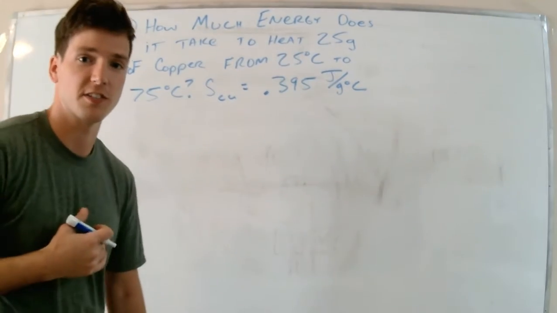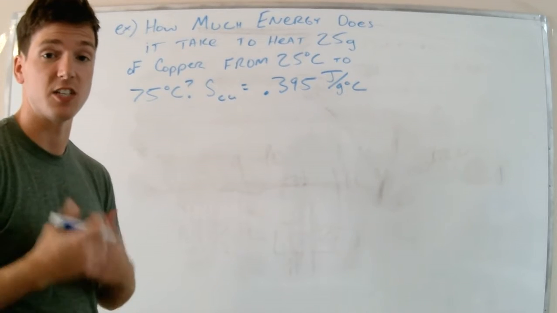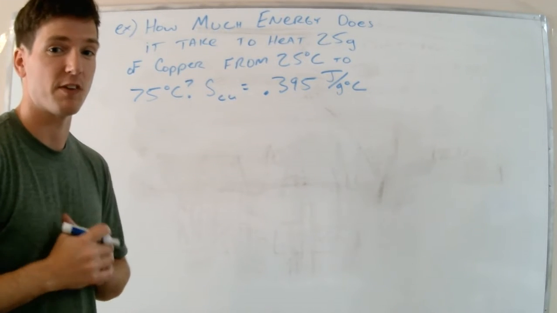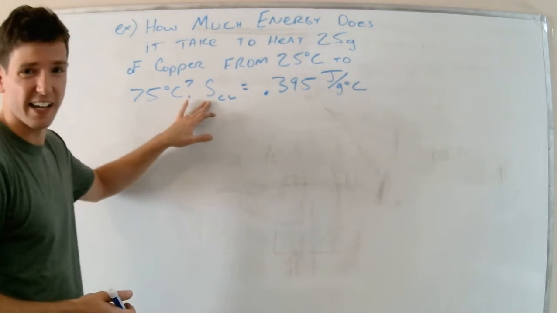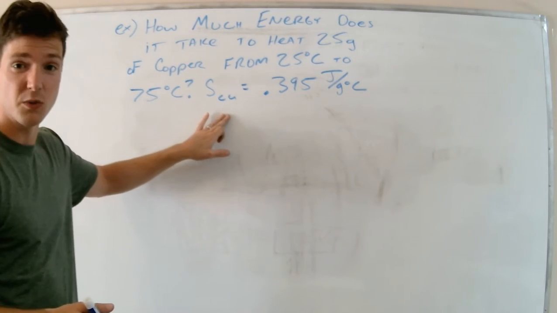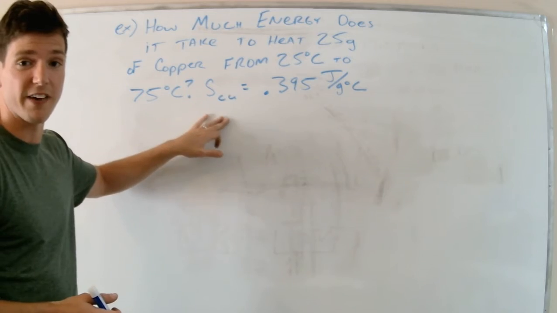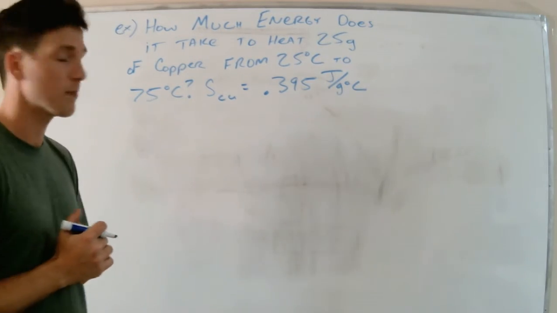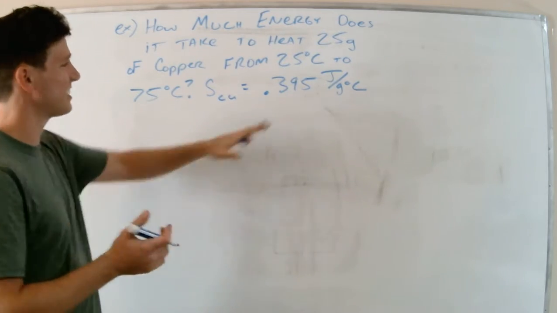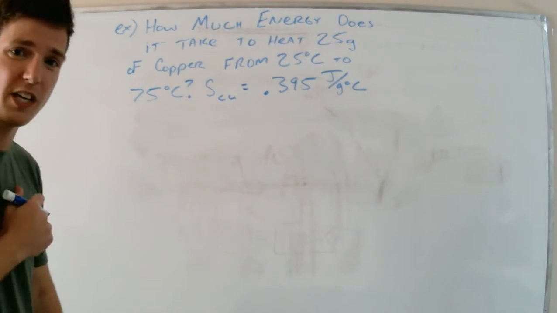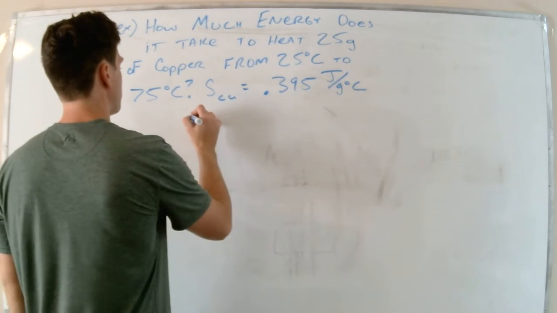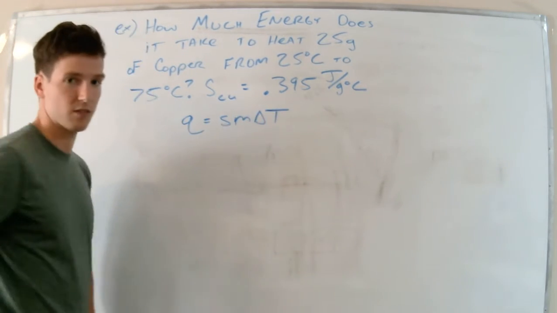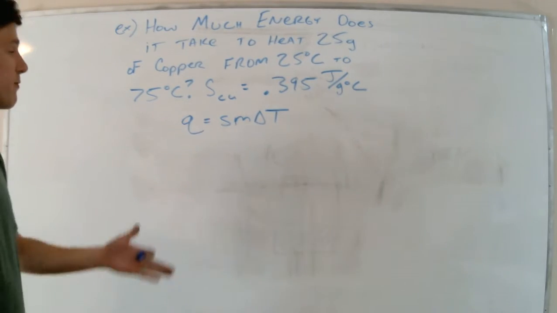So here's our first example. How much energy does it take to heat 25 grams of copper from 25 degrees Celsius to 75 degrees Celsius? And then right here, I have an S with a sub Cu. So that's the specific heat of copper equals 0.395 joules per gram degrees Celsius. So I look at this equation, I see a specific heat right off the bat, and the only equation that we deal with that has specific heat is Q = S M delta T.